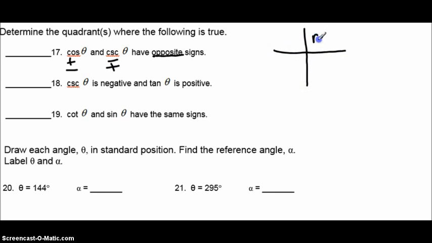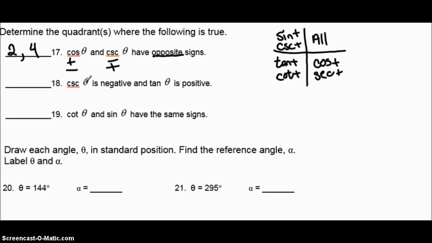We know in quadrant 1, all are positive, so that would not be an answer here because they couldn't be opposites. In quadrant 2, sine and cosecant are positive. Well, cosine's not positive, so it must be negative, so in quadrant 2 this would be true. In quadrant 3, tangent and cotangent are positive, which means both cosine and cosecant are negative, so not in quadrant 3. In quadrant 4, cosine and secant are positive, so that means cosecant has to be negative, so also in quadrant 4 they are opposite.